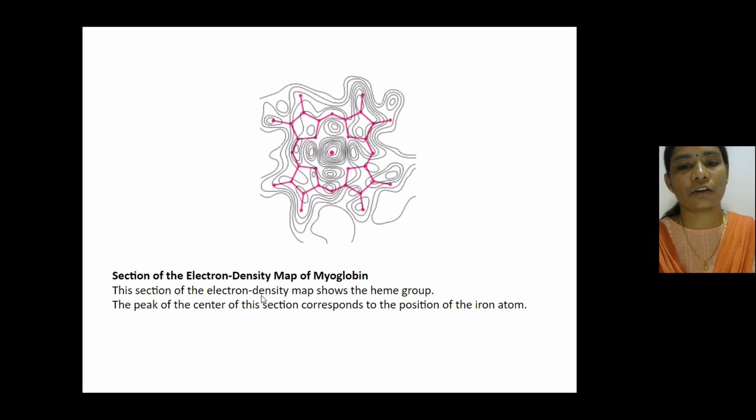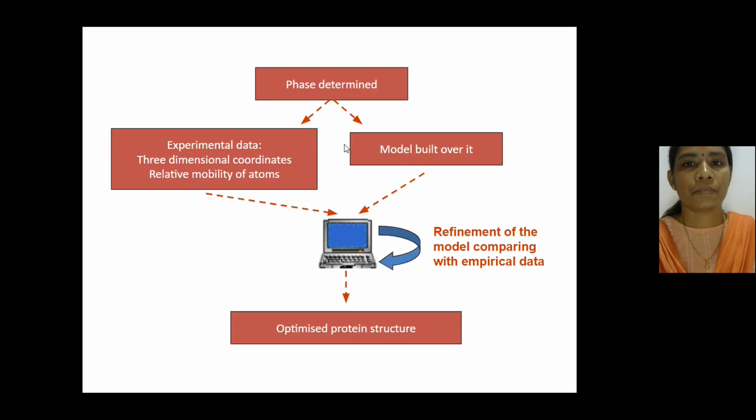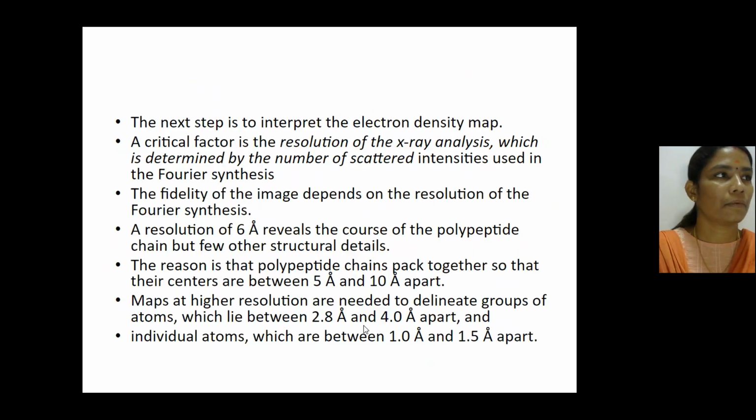This section of the electron density map shows the heme group. The peak at the center of this section corresponds to the position of an iron atom. When the phase is determined, you get three-dimensional coordinates and the relative mobility of atoms, a model is built over it, and the model is refined by comparing with empirical data and optimized. You have to do several refinements in order to get a structure with accurate resolution, and an optimized protein structure can also be obtained.